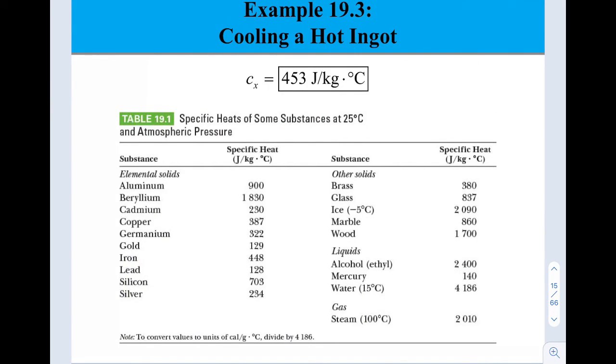Okay, so if you figure out that C is 453, from here you're going to refer to table 19.1. Which one is the nearest to 453? Most probably iron. Right, most probably iron. This is the closest. So we can guess that this must possibly be iron.